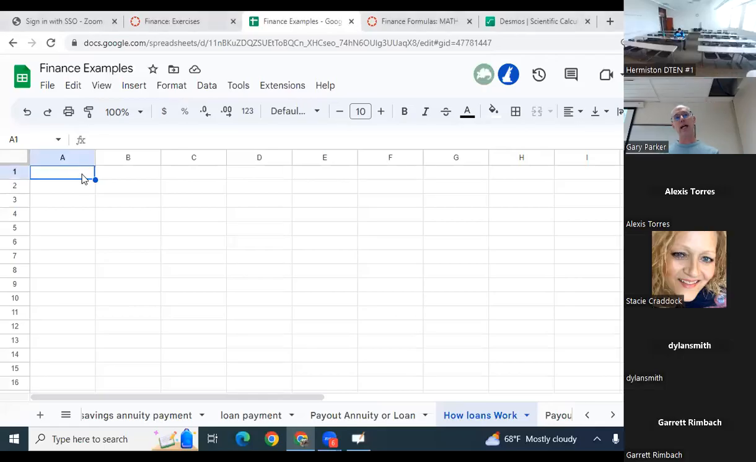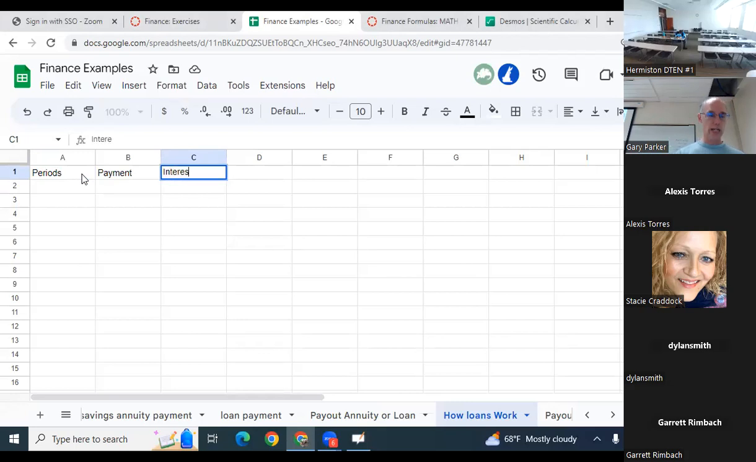So again, here I'm going to look at how loans work. And in order to keep track of all of this, I need to know when I make my payment. So we're going to call that the periods. I need to know what I'm making for payments. Now, I'm borrowing money, which means if I'm not paying, the bank is collecting interest from me. So I want to calculate how much interest they are collecting.